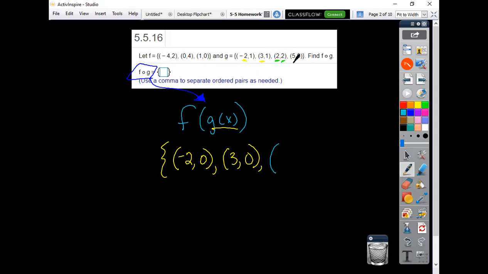And then we have a 5, and it comes out to a 0, so I come over here and look for 0, which turns into a 4. So these three ordered pairs would be what you would put right in there.